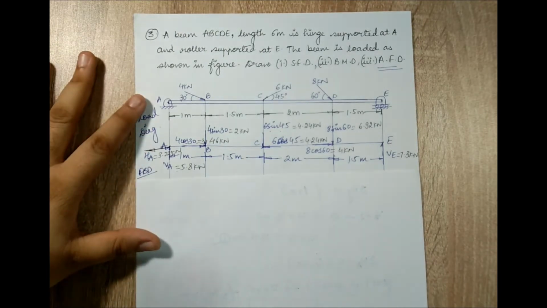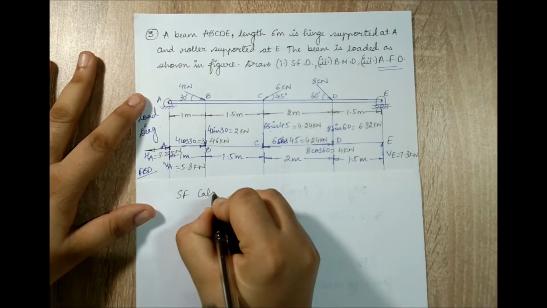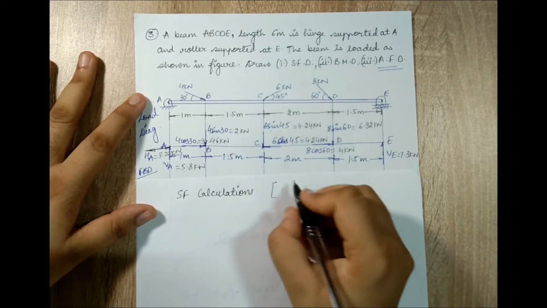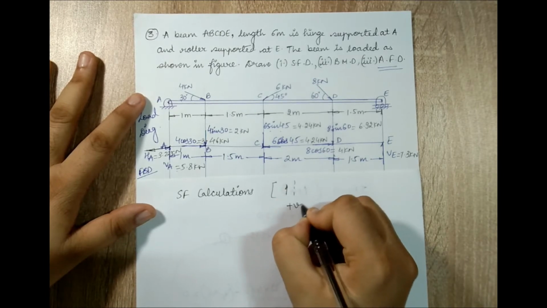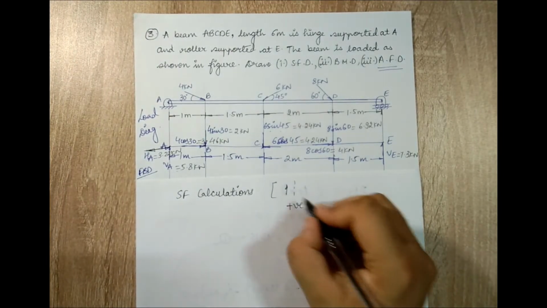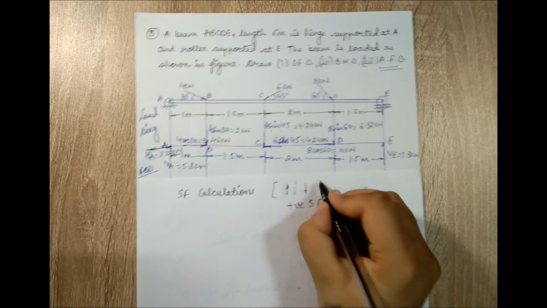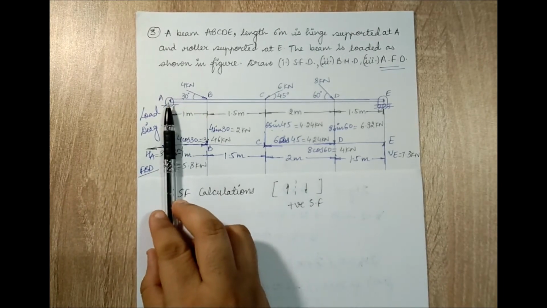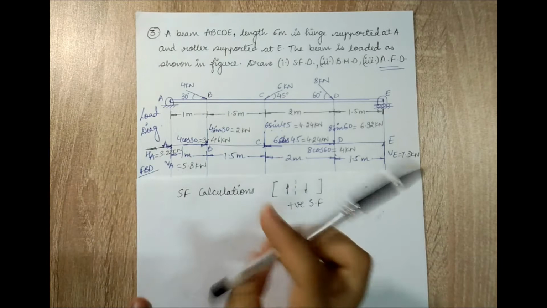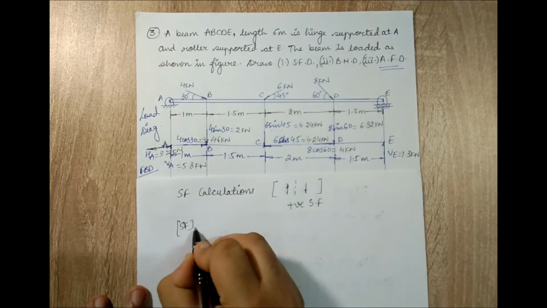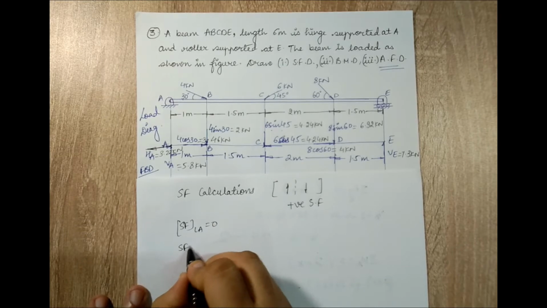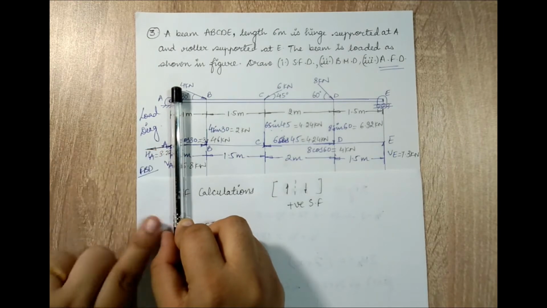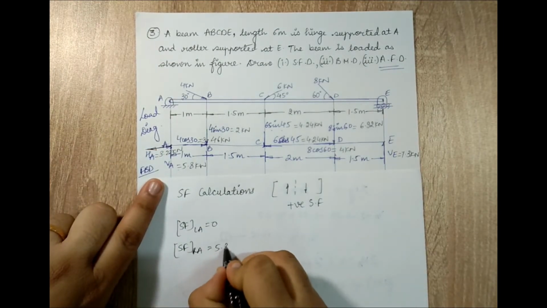Now next I'll start with my SF calculations. I will take the sign convention. Any force to the left of the section going upwards will be considered as positive shear force. So I'll start with point A. When I stand at A and I look to the left, there is no vertical force. So the shear force to the left of A is 0. Shear force to the right of A, for that I'll stand to the right of A, and now VA becomes very much clear to me. So the value is 5.8 kilonewton.